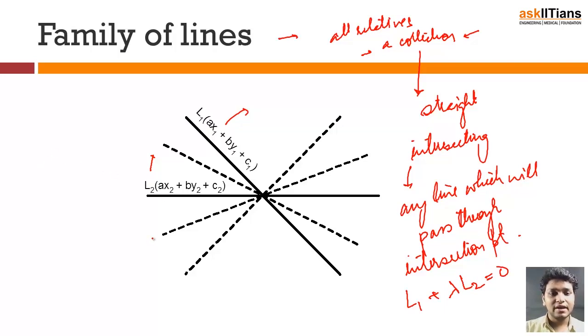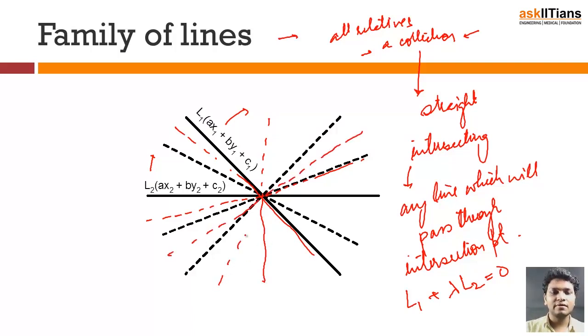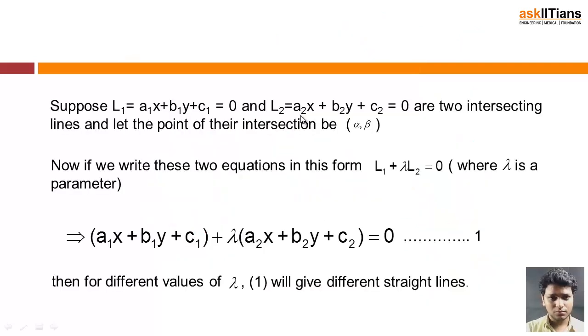See, I can have an infinite number of lines which can pass through the point, having any slope. So there can be an infinite number of lines, and all those infinite lines can be written as L1 plus lambda L2, and by varying the values of lambda we will get the different equations. So let us see the mathematical proof.